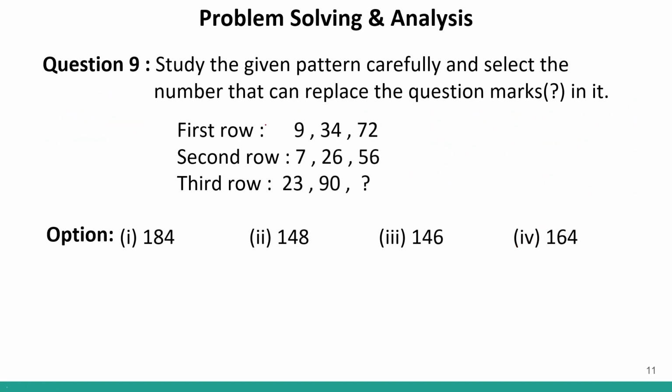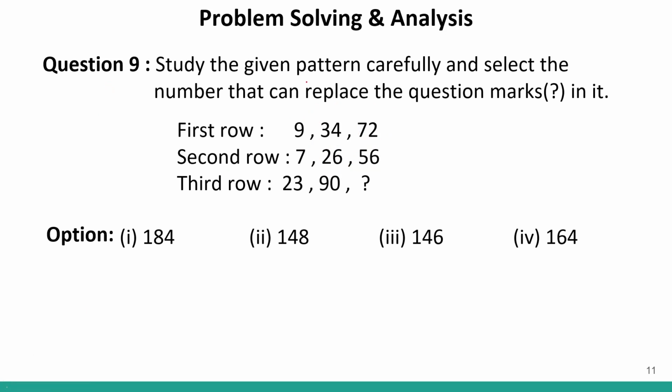Okay. Question number 9. This is again a 3 into 3 grid. Over here 9, 34 and 72. So I can see that this number is bigger than 9 and this number is bigger than 34. Similarly, over here 7, 26 and 56, this number is bigger than 7 and this number is bigger than 26. So looking at this, I can say that maybe certain things are happening in row 1 to get row 2 and certain operations are being done on row 2 to get row 3. Correct? This is how we solved the previous 2 questions also. So let us see how we got row 2 first.